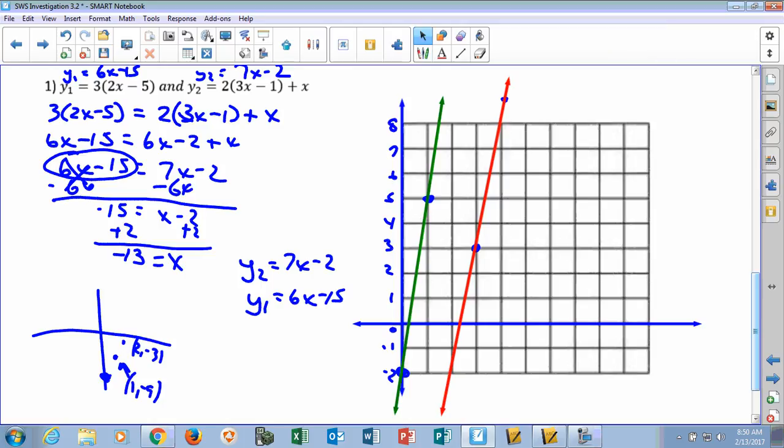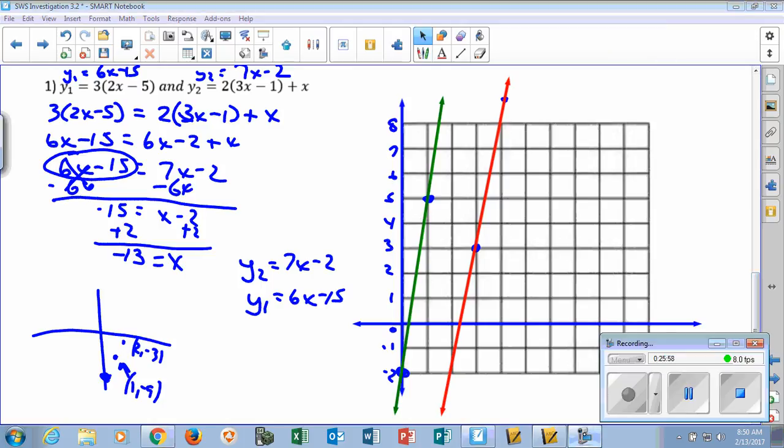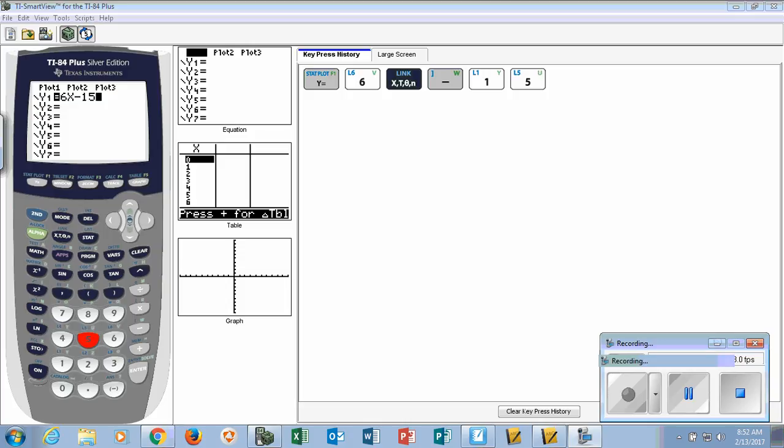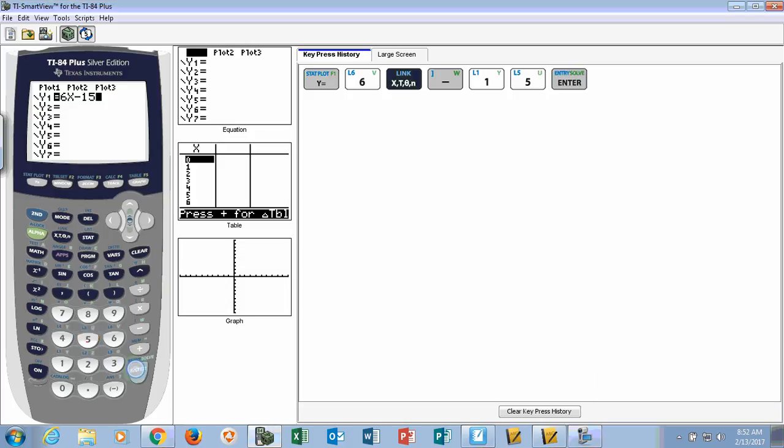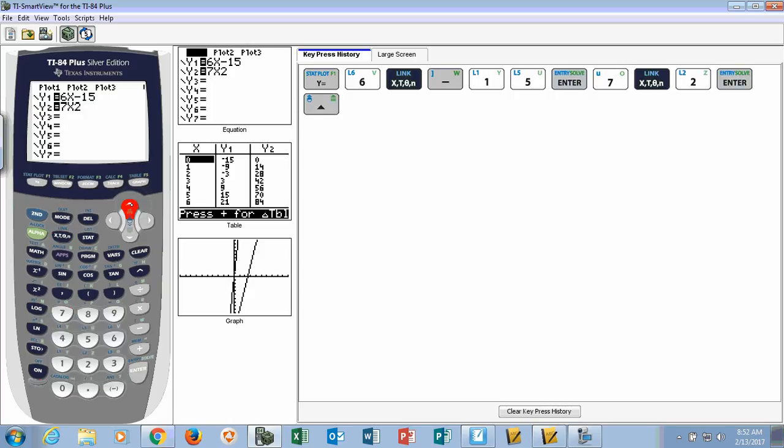Where's my calculator as well? Okay, so my graphing calculator says there's 6x minus 15 and 7x minus 2. Nope, that's not right. Let's go back up and over. Minus 2. There we go. All right, so you can see my two graphs right there, right? Sort of. You can't really see they intersect.